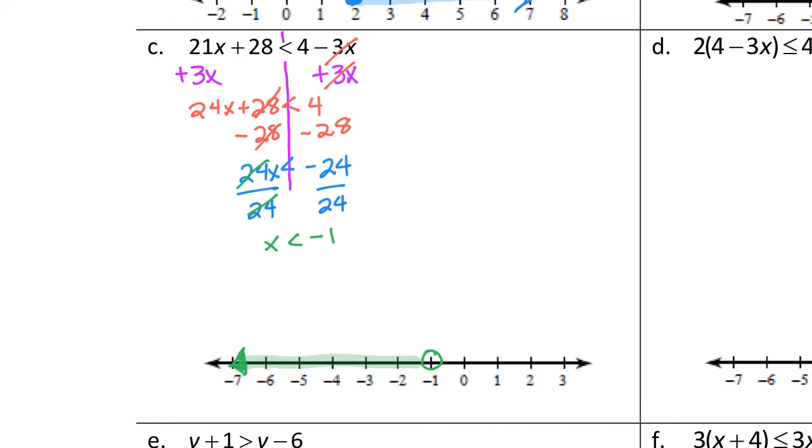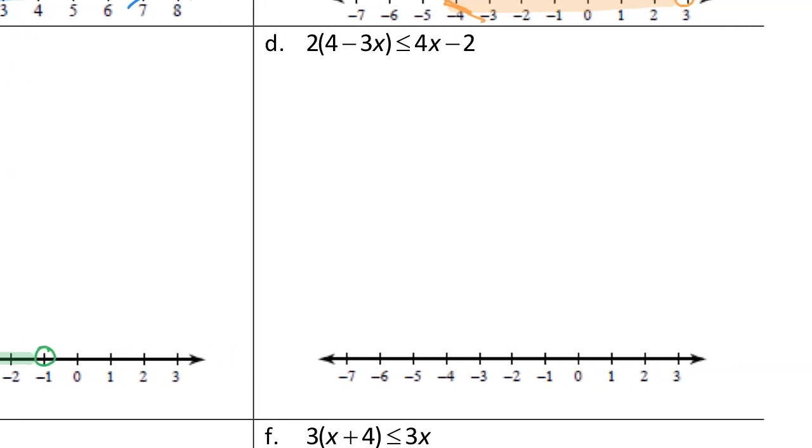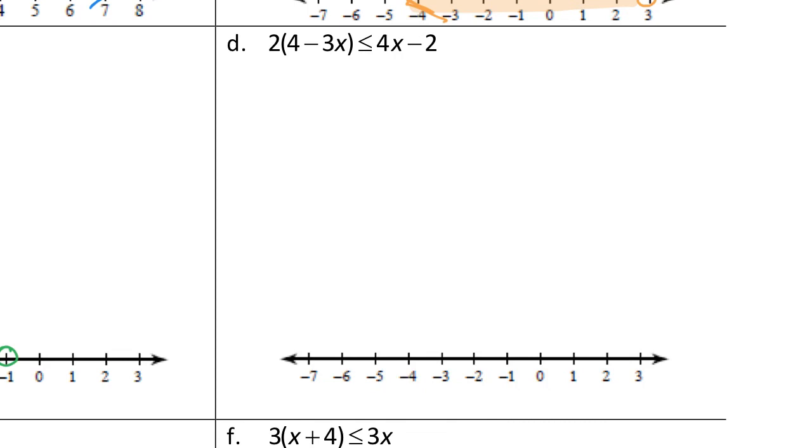The final 3 problems on this lesson we're going to do in the next video, but why don't you go ahead and try D on your own, and then you can check your answer once you watch 3.2b.